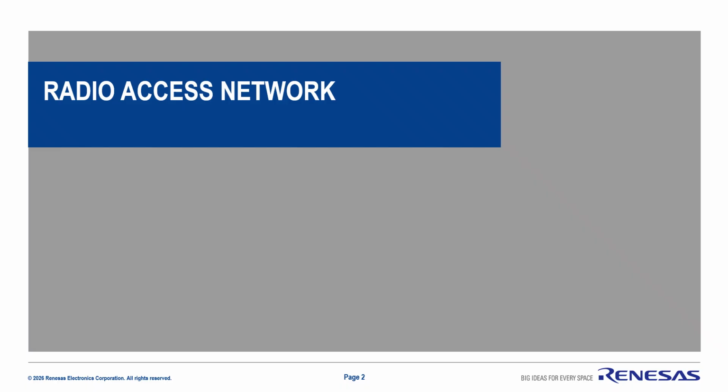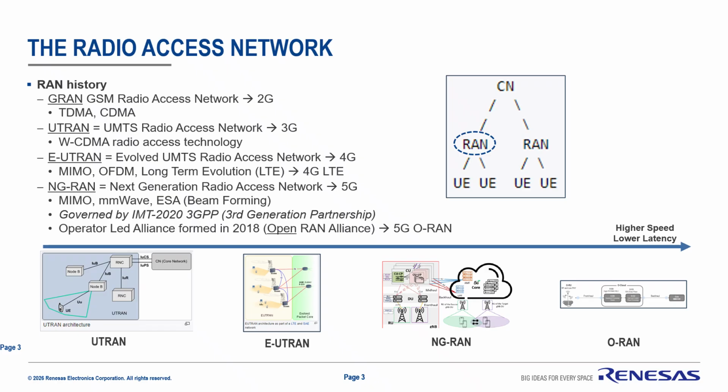Before we talk about ORAN, let's first reintroduce ourselves to the radio access network. This slide is just summarizing the evolution of the radio access network since 2G. A lot of the details about the radio access network can be found in other tutorials. The key thing to highlight here is there was an operator-led alliance that was formed in 2018 that created what we call the Open Radio Access Network Alliance. And the idea behind this alliance was to try to open up some of the architectures of the radio access network to allow for more competition and faster deployments of the radio access network.